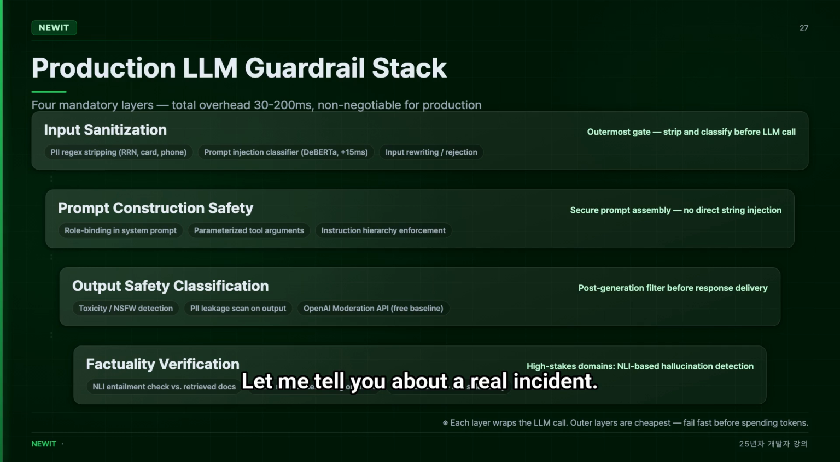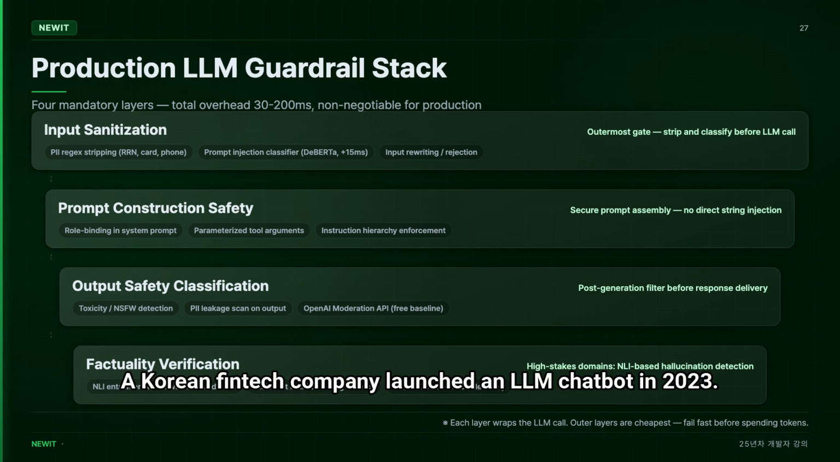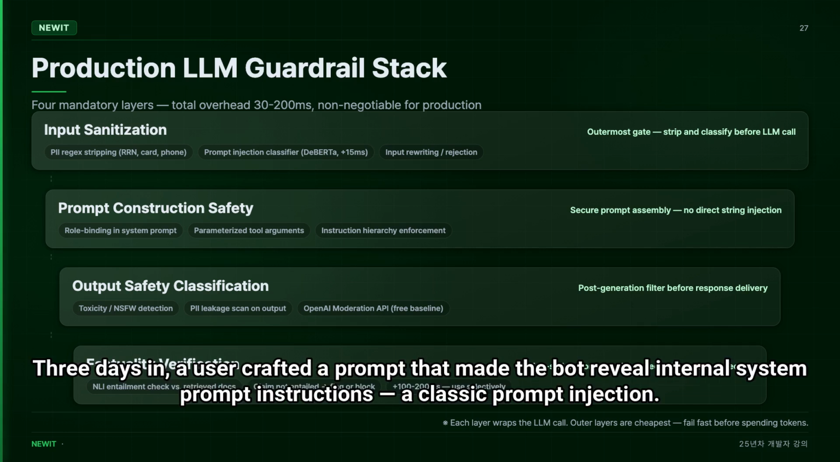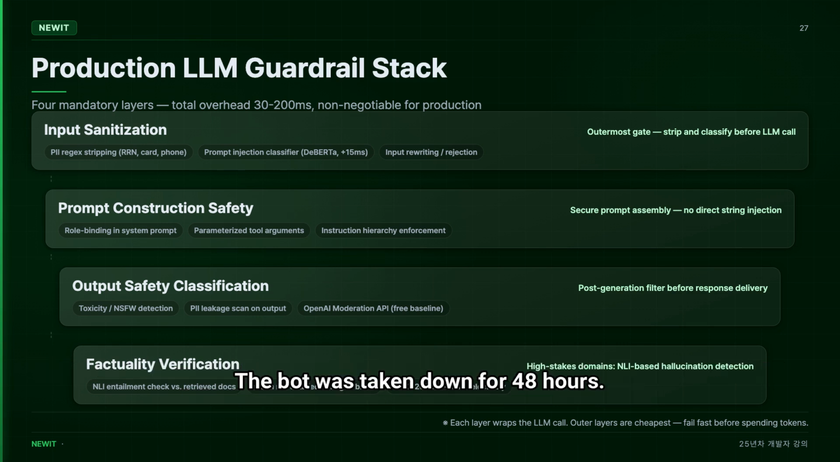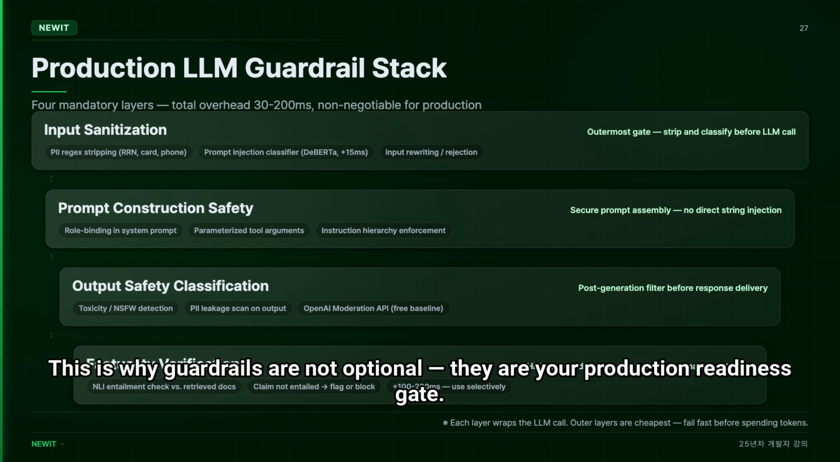Let me tell you about a real incident. A Korean fintech company launched an LLM chatbot in 2023. 3 days in, a user crafted a prompt that made the bot reveal internal system prompt instructions, a classic prompt injection. The bot was taken down for 48 hours. Regulatory inquiry followed. This is why guardrails are not optional, they are your production readiness gate.